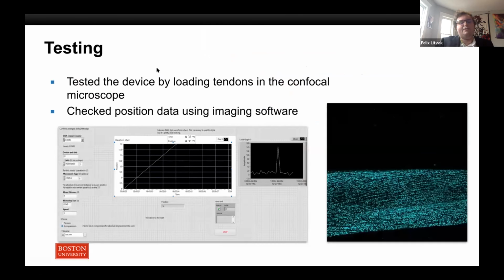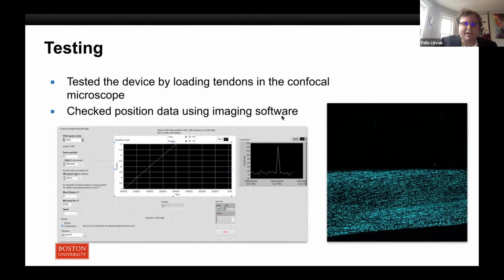Okay, so testing. We tested our device by putting it inside of a confocal microscope, gripping in a tendon, and stretching the tendon while the microscope is imaging. One of the images that we got from this test, you can see on the right. We dyed the tendon blue so that you could see it more clearly. Each individual dot within this tissue is a single cell. And as it stretches, you can see how each cell responds and moves in response to the load.